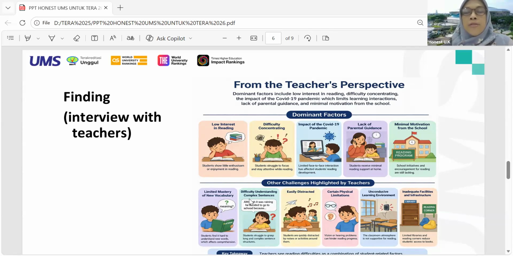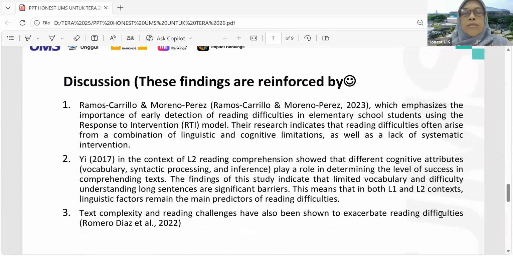And the minor factors are limited mastery of new vocabulary; students find it hard to understand new words, which affects comprehension. The next one, difficulty reading complex sentences; students struggle to grasp long and complex sentences. Next, students are easily distracted, have physical limitations, and also have an unconducive learning environment and inadequate facilities and infrastructure. Okay, this is the discussion.